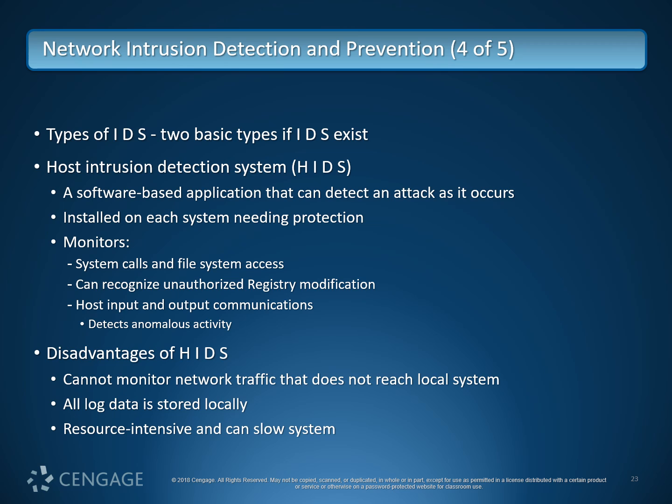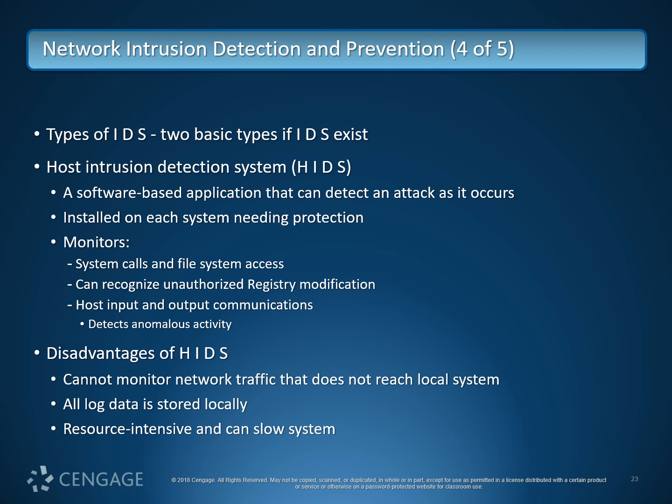The monitor can recognize system calls, file system access, unauthorized registry modification, host input and output communications, and trying to detect, again, anomalous activity. And a lot of this base activity must be established by means of a particular period of time of observation. What is considered normal? What is considered abnormal? And that requires a little bit more time and finesse. HIDS is a little bit resource intensive. It's a little hungry, again, because it's running on every system inside the network.